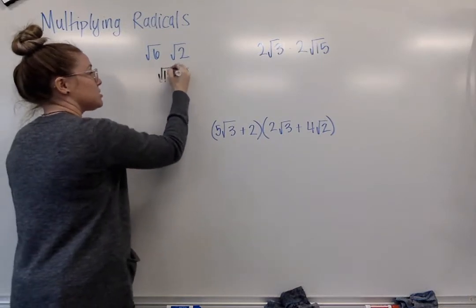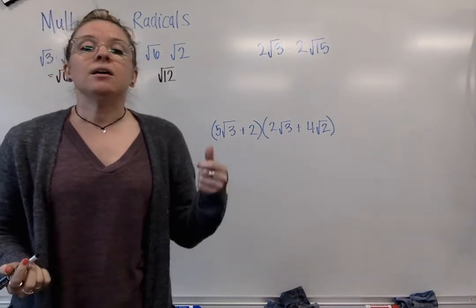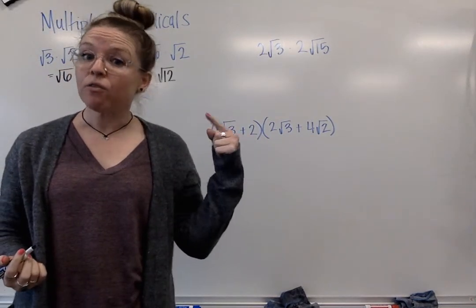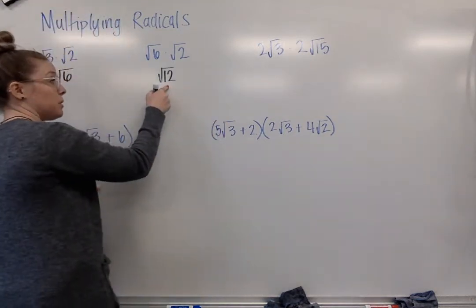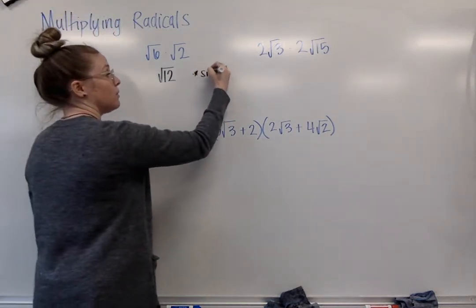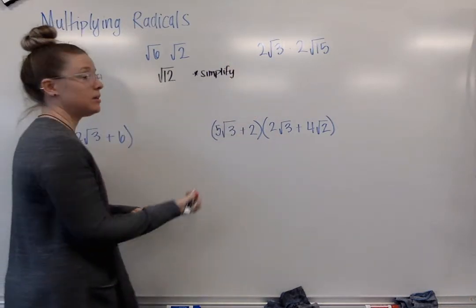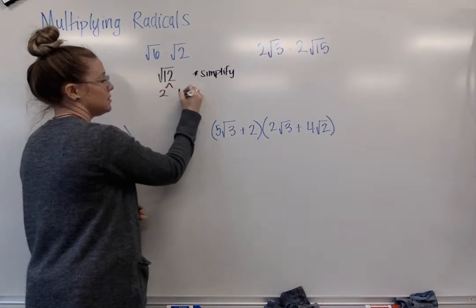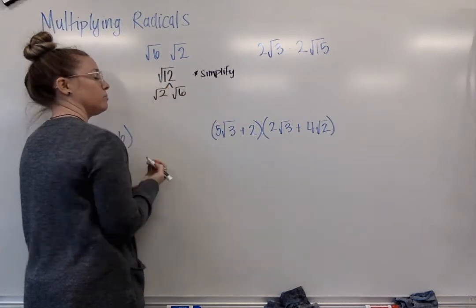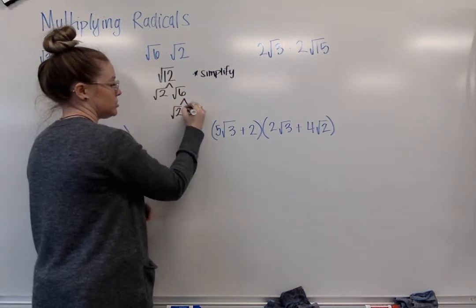Here, we have the square root of 6 times the square root of 2. Well, that's going to give me the square root of 12. 6 times 2 is 12. Here, with 12, we know that we can simplify this. So once we multiply, we want to make sure our radical is fully simplified. So factors of 12, let's do 2 and 6, square root both.